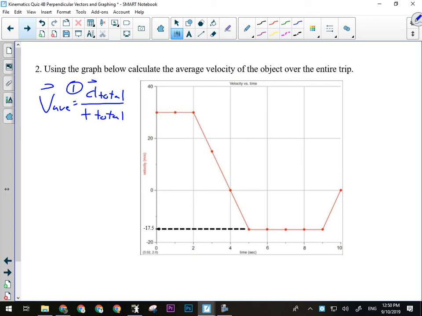Because I have to remember that I'm going to need to use that formula. In order to use that formula, I need the total time and the total displacement. Well, the total time's easy, it's 10 seconds. That's where the graph ends. So that part's easy. Right? But I have to find the total displacement.